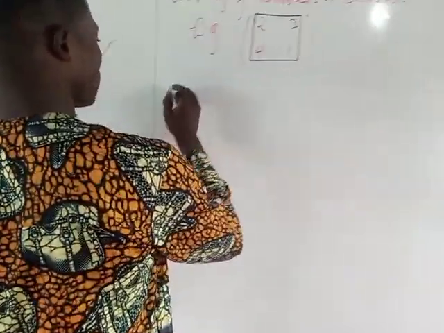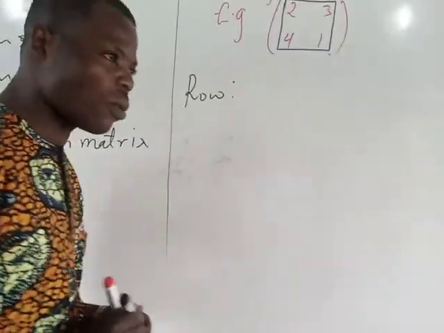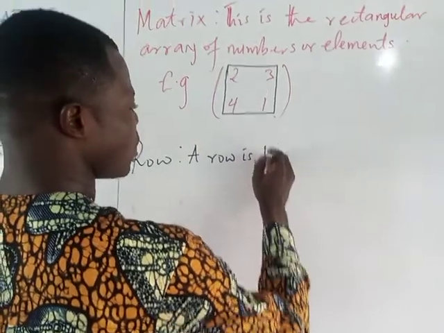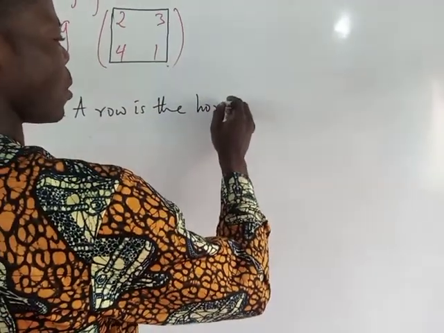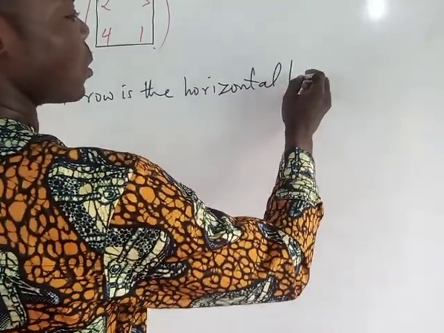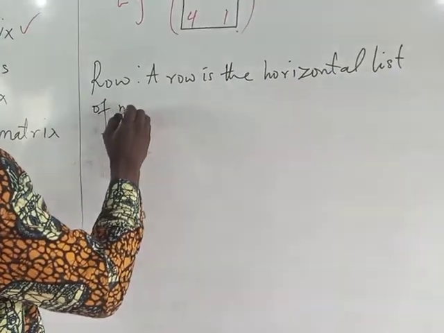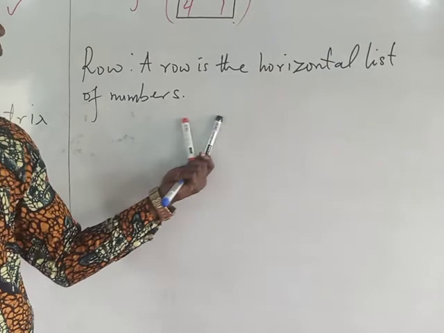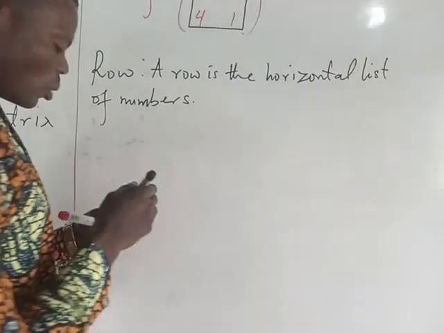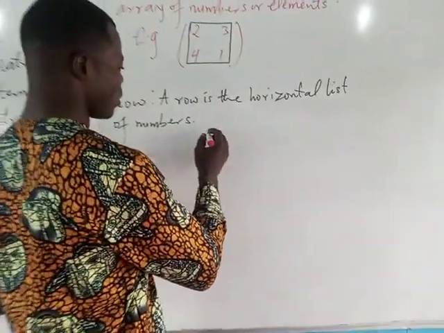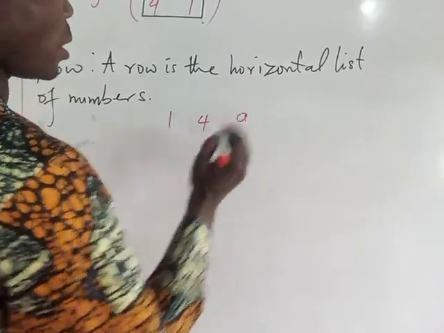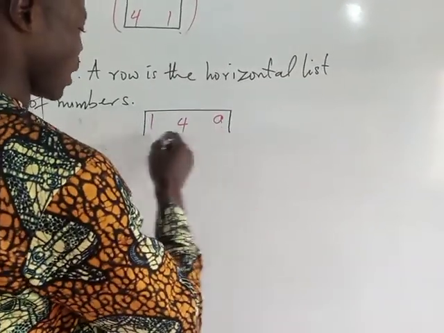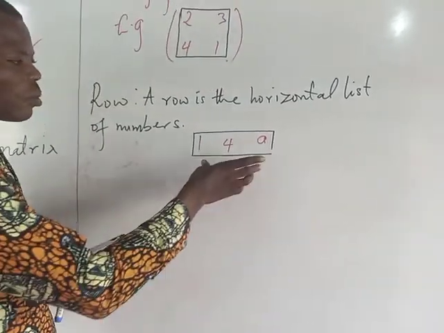We are going to look at a row. What is a row? So a row is the horizontal list of numbers or elements. So what are we saying here? Let's say you have a 1, 4, A. All these are elements, and you have it like this in a row form like this. Then we call this a row.